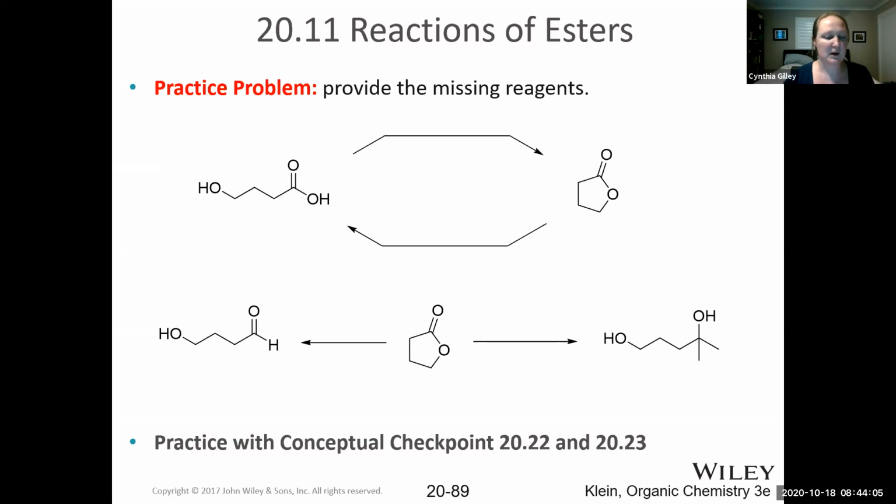Let's do a practice problem. See if you can come up with the reagents for all of the arrows here that are missing their reagents for these 4 reactions. Go ahead and pause it and do your best to come up with the reagents, and then we'll talk about it.